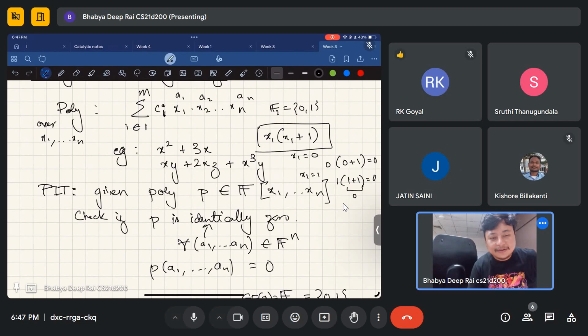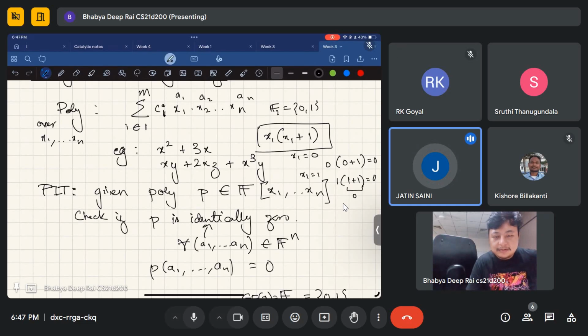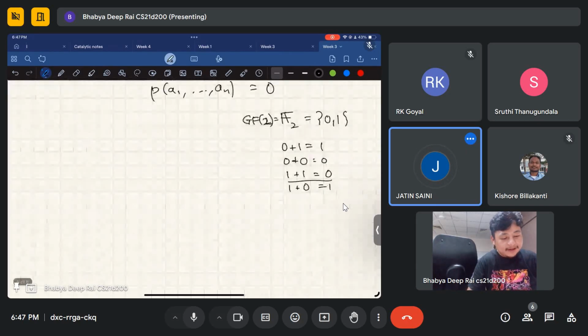Yeah, Jatin. I didn't understand how 1 plus 1 is equal to 0. Am I missing something? Yeah, no problem.